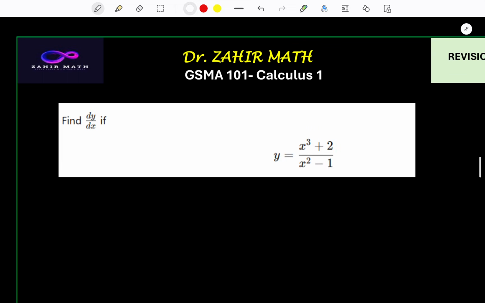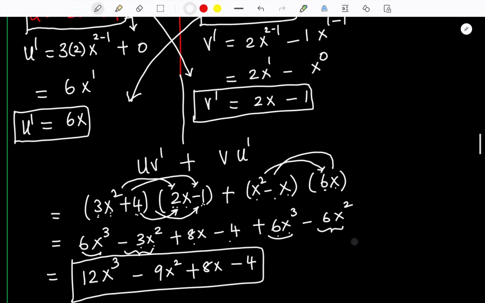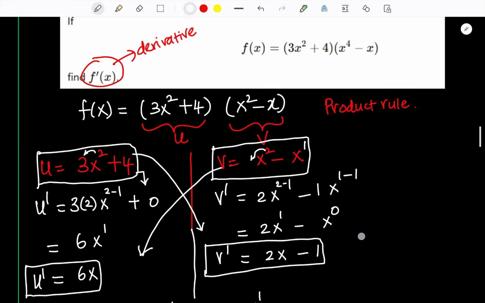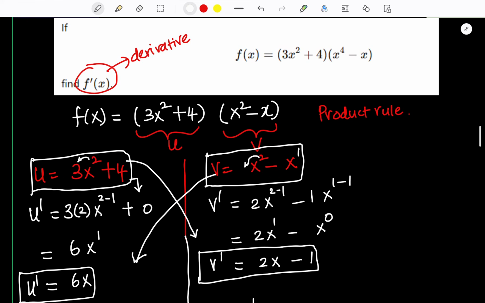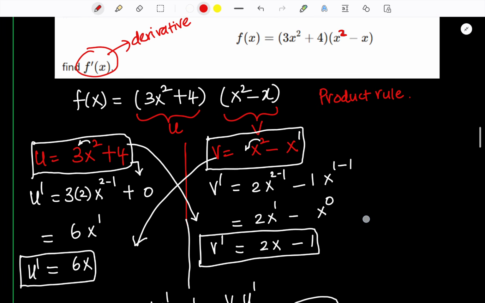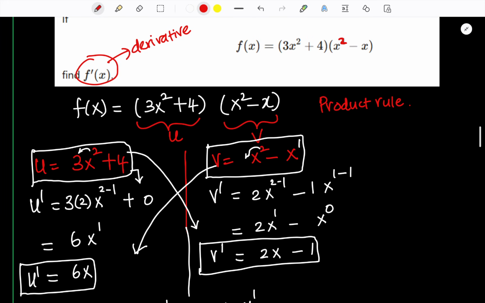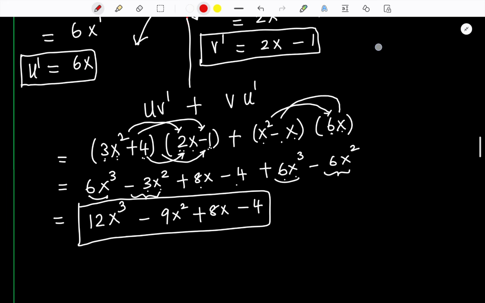Let's go to the next one. Again, I'll explain, because most of you get confused with this product rule. Oh, sorry, I made a mistake. The question was x power 4 and I took it as x square. So let me change this question to x square. The question is 3x square plus 4 times x square minus x. Before I gave the question as x power 4, now we'll take it as x square.